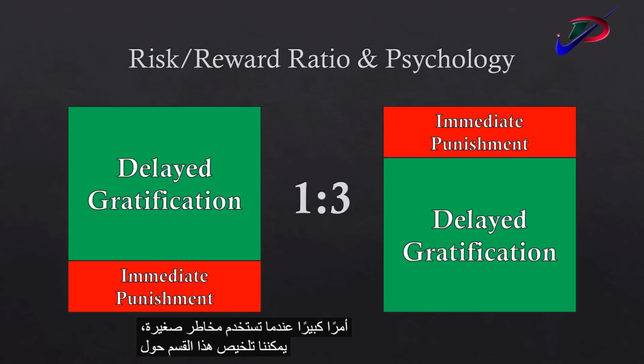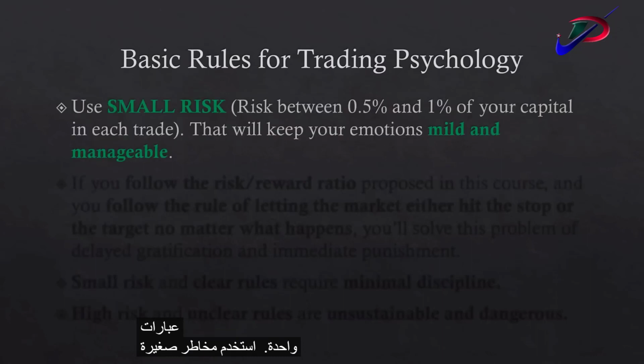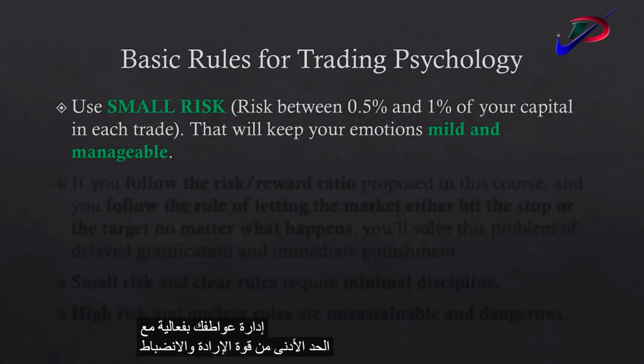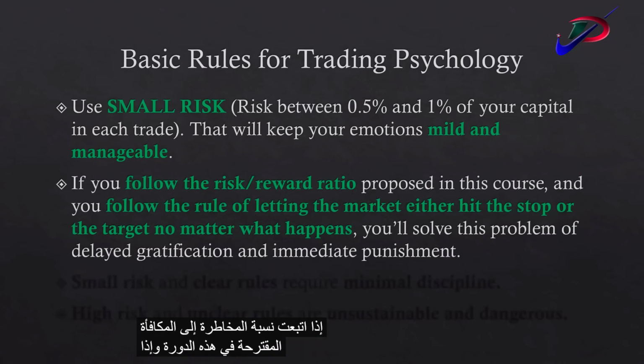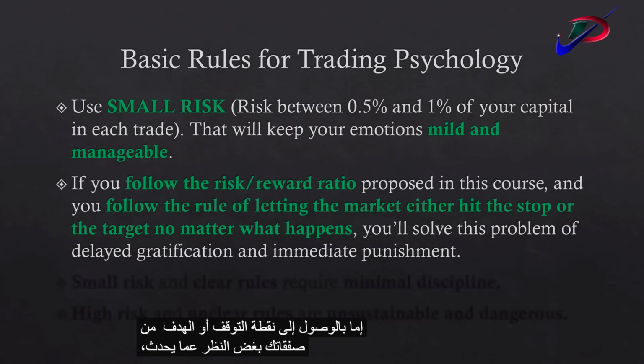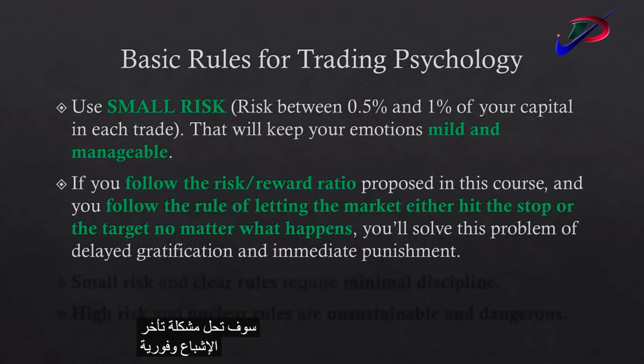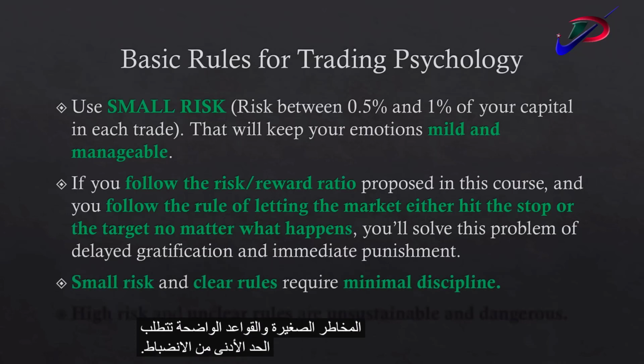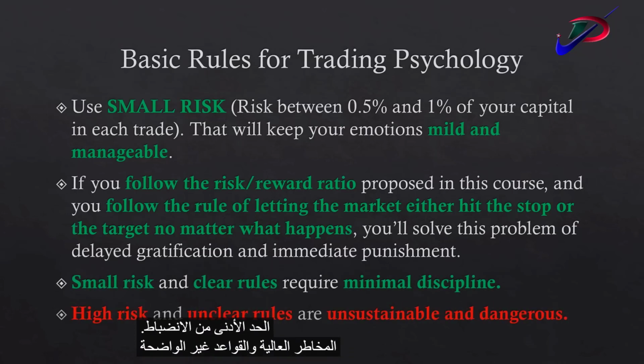We can summarize this section about basic trading psychology in a few statements. 1. Use small risk. That will ensure that you will be able to manage your emotions effectively with minimal willpower and discipline. 2. If you follow the risk-reward ratio proposed in this course, and if you follow the rule of letting the market either hit the stop or the target of your trades, no matter what happens, you will solve this problem of delayed gratification and immediate punishment. To put it even more clearly, small risk and clear rules require minimal discipline. High risk and unclear rules are unsustainable and dangerous.